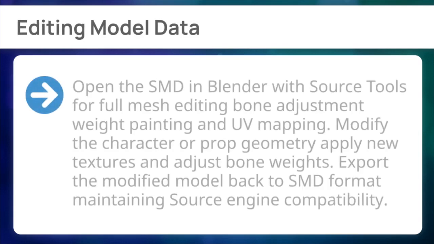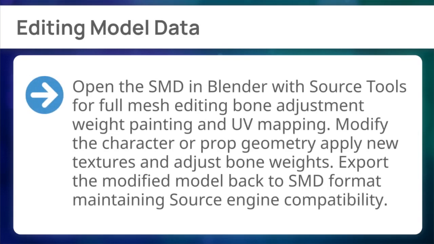Next, editing model data. Open the SMD in Blender with Source Tools for full mesh editing, bone adjustment, weight painting, and UV mapping. Modify the character or prop geometry, apply new textures, and adjust bone weights. Export the modified model back to SMD format, maintaining Source engine compatibility.